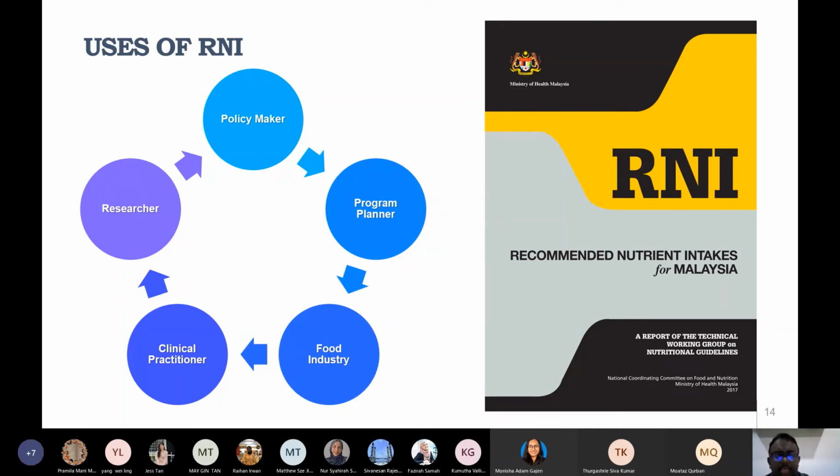The first one is for policymaker. Second one is for program planner. The third one is for food industry. Fourth one is for clinical practitioner usage. And finally, for research purposes. So for those who have not seen RNI before, this is the front cover of RNI 2017.